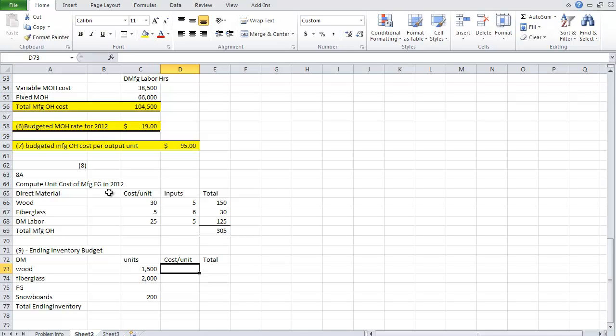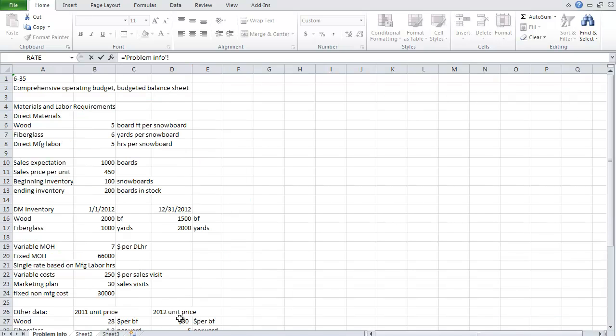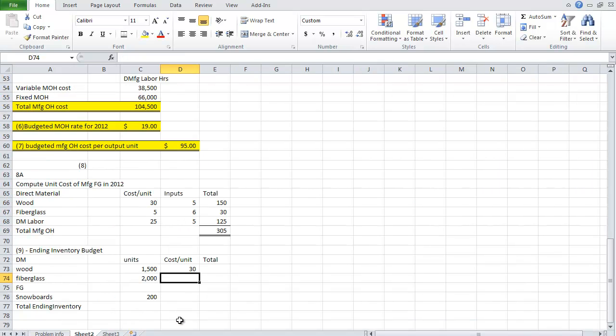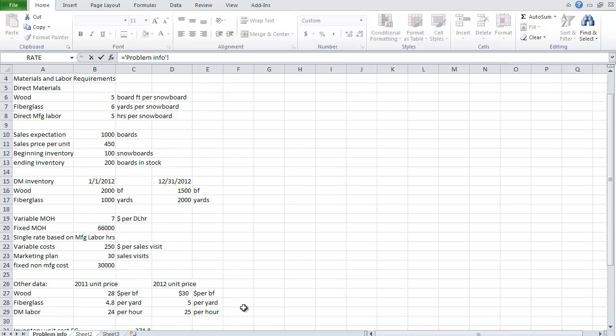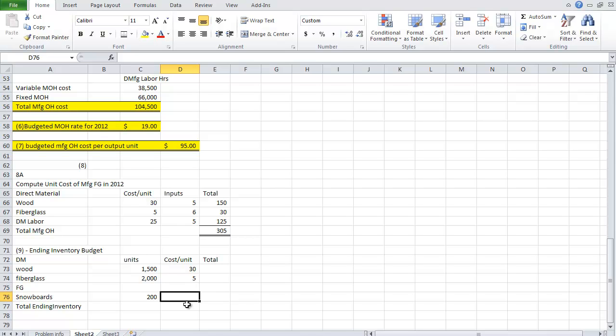So the cost per unit here, again, I'm looking at it from an ending inventory standpoint. So I'm going to pick up $30 a board foot. From a yard of fiberglass, that's going to be $5. And our snowboards, let's do the math across.